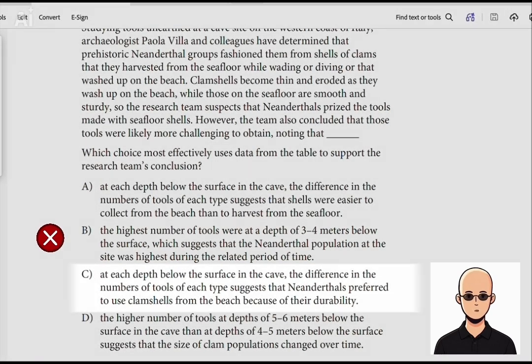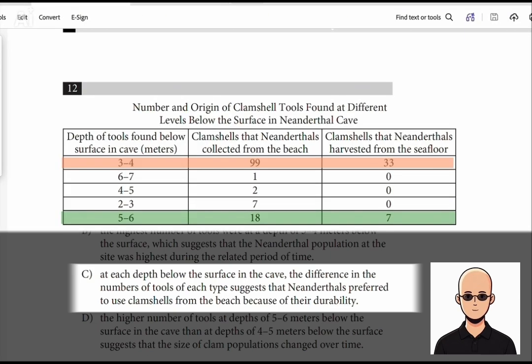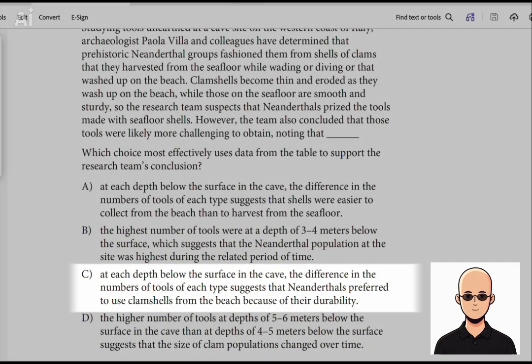C. At each depth below the surface in the cave, the difference in the number of tools of each type suggests that Neanderthals preferred to use clamshells from the beach because of their durability. As we discussed, the chart shows that the Neanderthals consistently use more clamshells from the beach than the seafloor. But again, there's nothing here about the seafloor clamshells being harder to obtain.